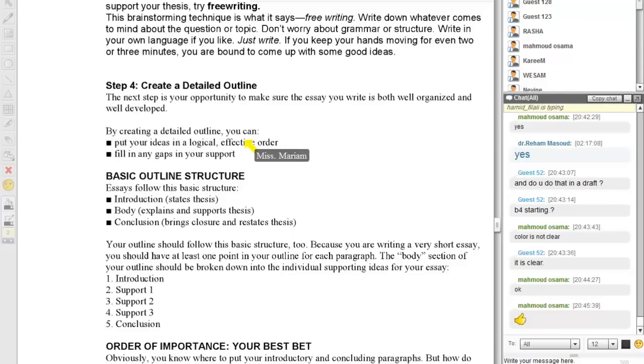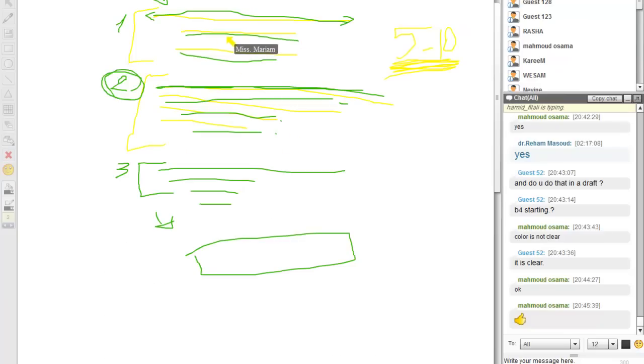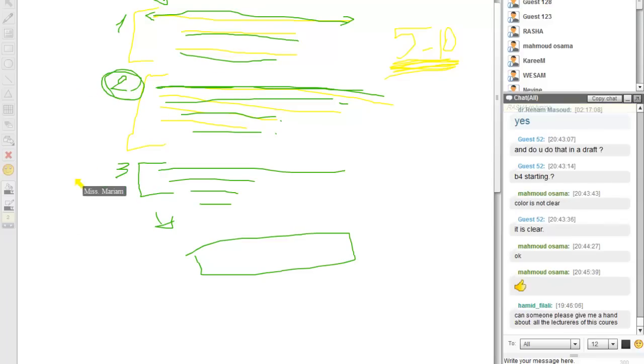By creating a detailed outline, you can put your ideas in a logical and effective order. This way, you will create a link between your ideas. Like, this is the first reason, this is the second reason, this is the third reason, and so on.